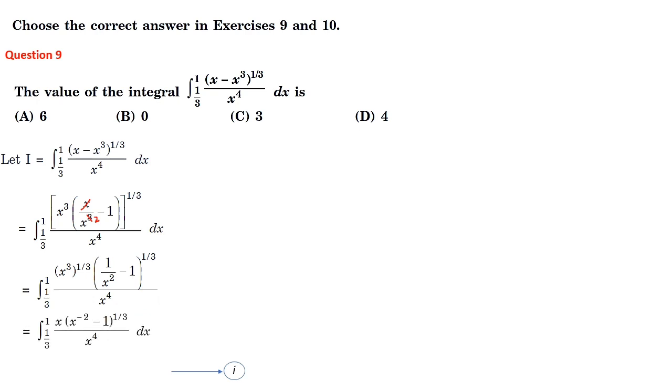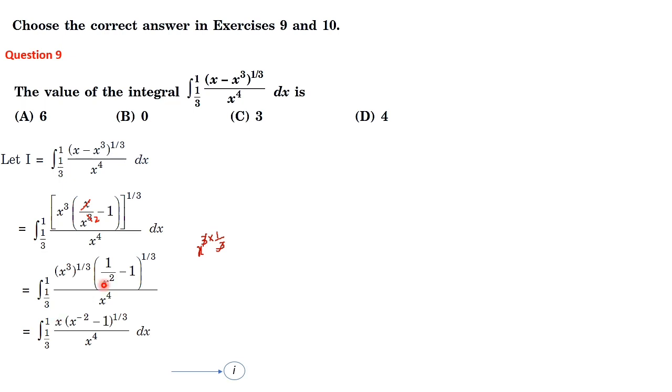Then integral 1 by 3 to 1, here x cube the whole power 1 by 3, when two powers are multiplying, you can see here x power 3 the whole power 1 by 3, means you have to multiply that 3 into 1 by 3, that power you have to multiply. So this 3 cancels, the balance will be only x, so that is written here x.